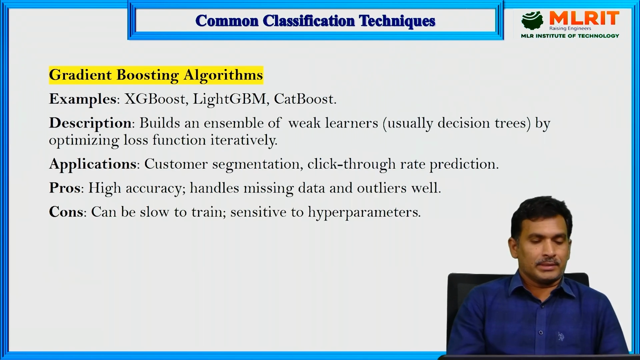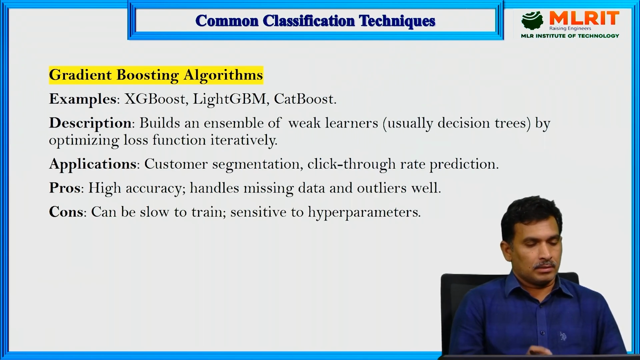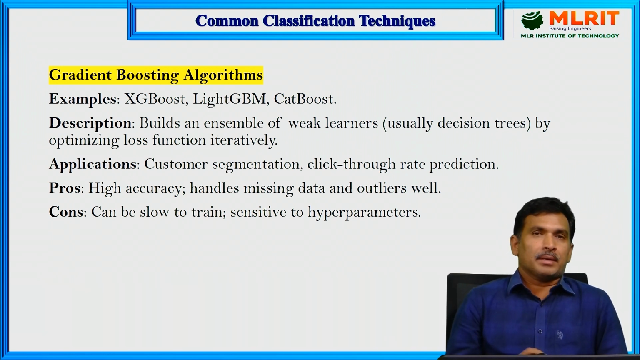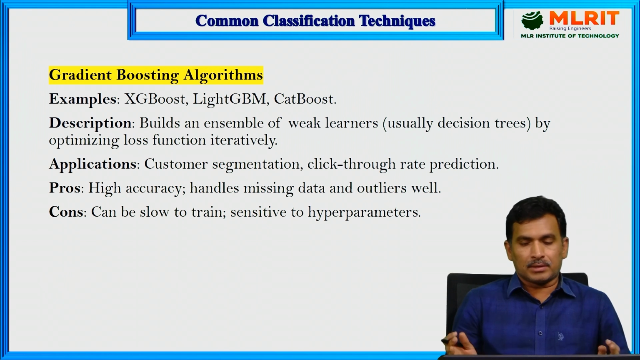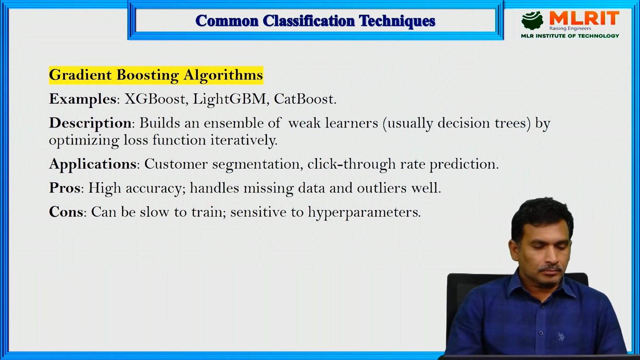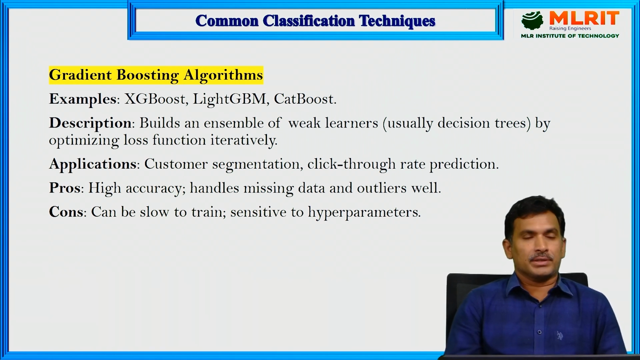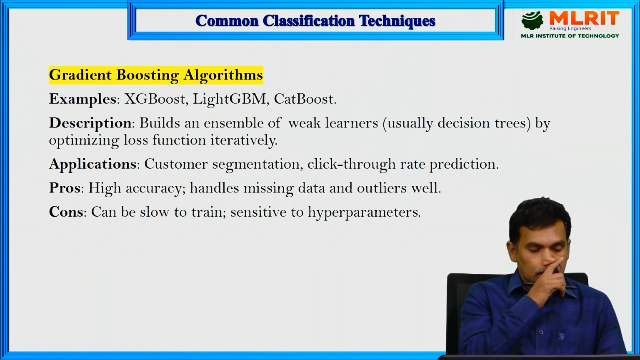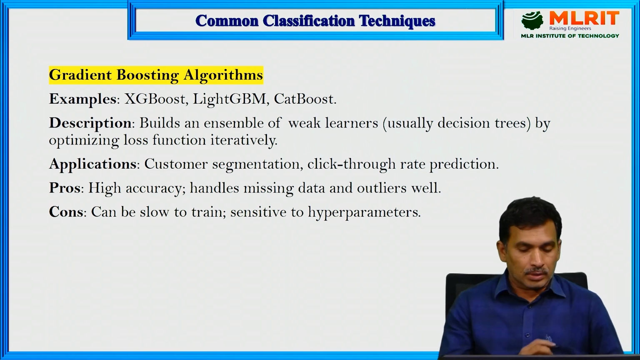Next, gradient boosting algorithms, like XGBoost, CatBoost, etc. It builds an ensemble of weak learners. Ensemble is a combination of two or more machine learning algorithms. It works by optimizing the loss function iteratively. Applications are customer segmentation and click-through rate prediction, and the advantage is high accuracy. It handles some missing data and outliers very well. The disadvantage is that it can be slow to train and is sensitive to hyperparameters.